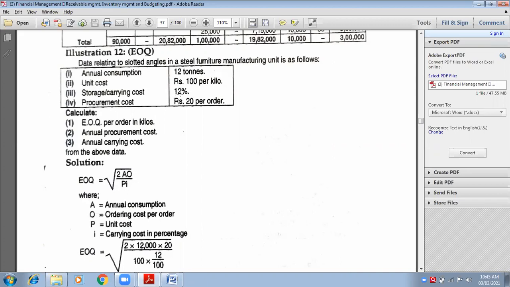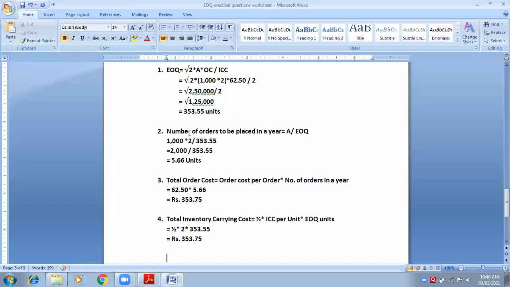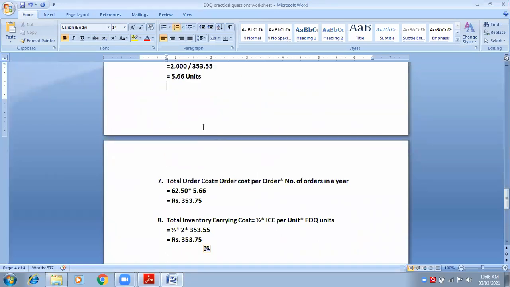So apply this 12% on 100, you will get ICC carrying cost per unit. Very simple. Apply this 12% on the unit cost because it is given per kilogram, and I also want ICC per kilogram. Did you understand? So 100 into 12%, you will get ICC per unit. It is very simple. Shall we start? Yes, ma'am. So give me 1 minute.